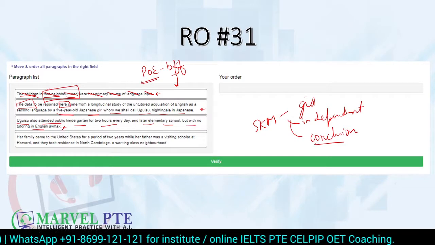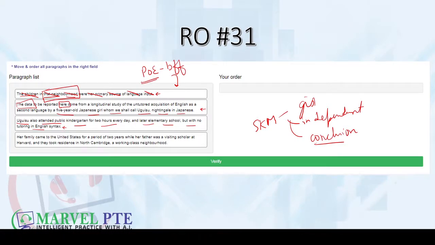So if you have gone through our lectures, if you have attended our lectures, then you know that Urgisu has to be defined first, and here she is being defined, so this cannot be an independent line, so that's why we are not going to take it.